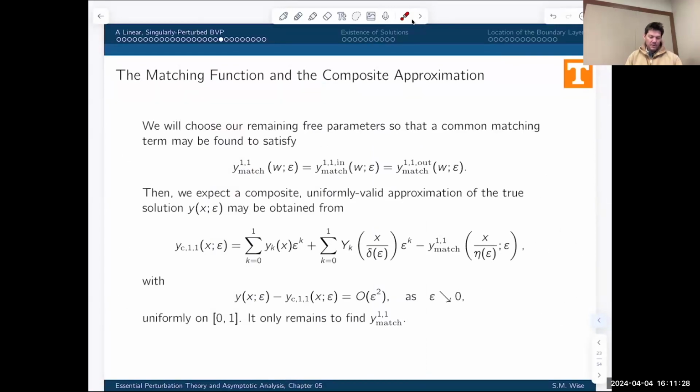For matching, what we do is we try to find those unknown constants, coefficients in the inner solution so that it matches with the outer solution, and that common function is what we're going to call the 1-1 match.